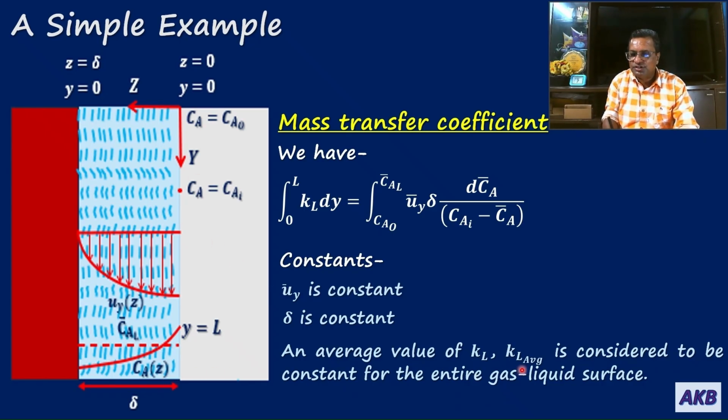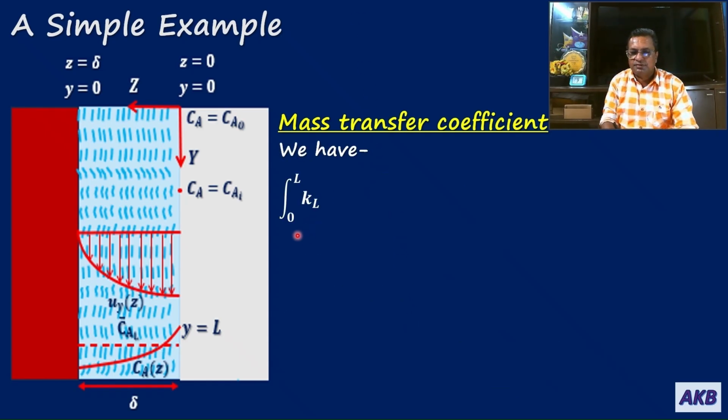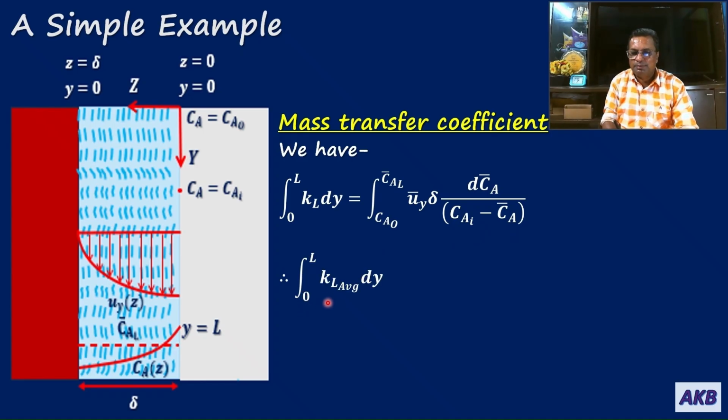So KL average will replace KL, and being constant, it will come out of the integral. So let us move ahead. We have integration from 0 to L KL dy, that is equal to integration from CA naught to CAL bar uy bar delta dCA bar by CAI minus CA bar. Now KL will be replaced with KL average.